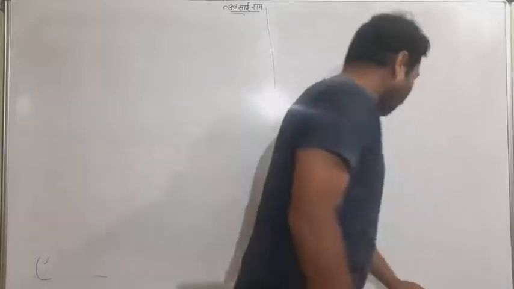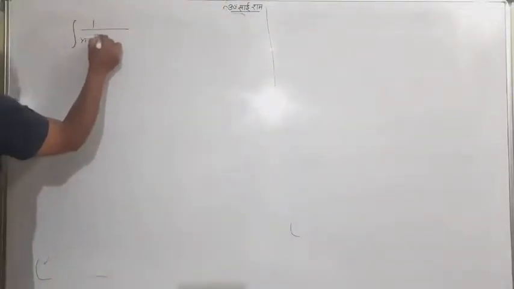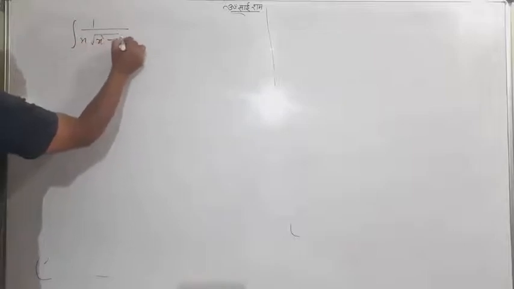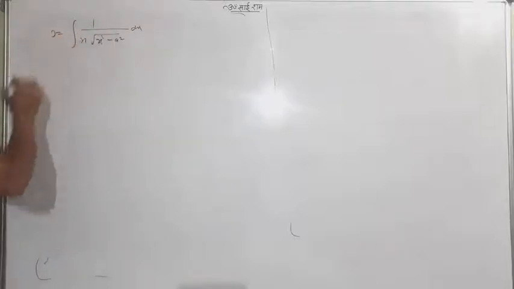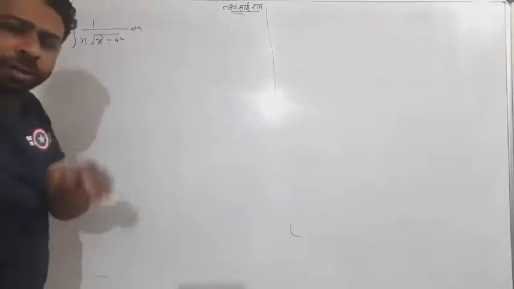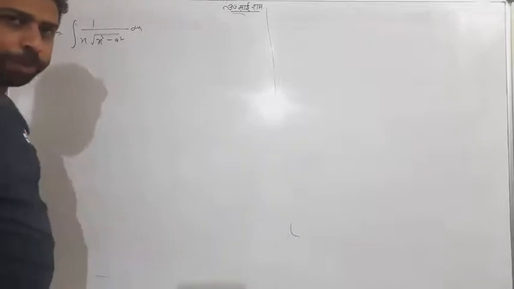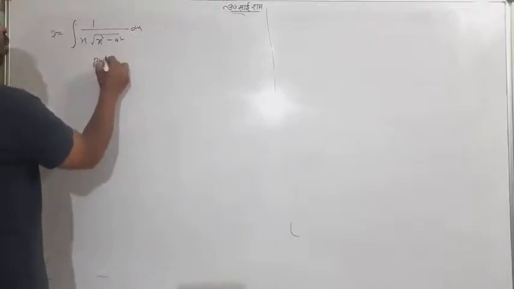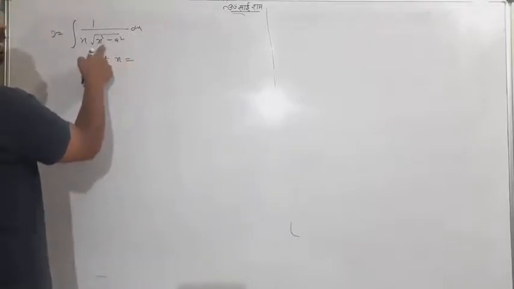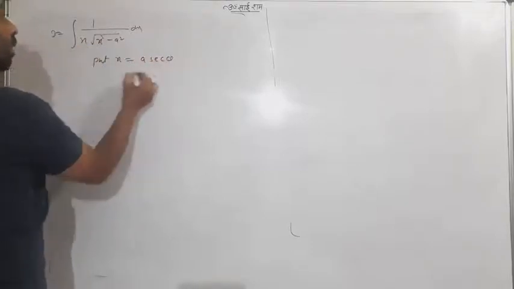And students, the final formula I want to discuss: 1 upon x into root of x square minus a square. This is the last formula. It will come very rarely. It will not come often in the questions, but you have to remember that for that you put x equal to a sec theta. Remember, when x square minus a square is coming under the root sign, you put x equal to a sec theta and go on.